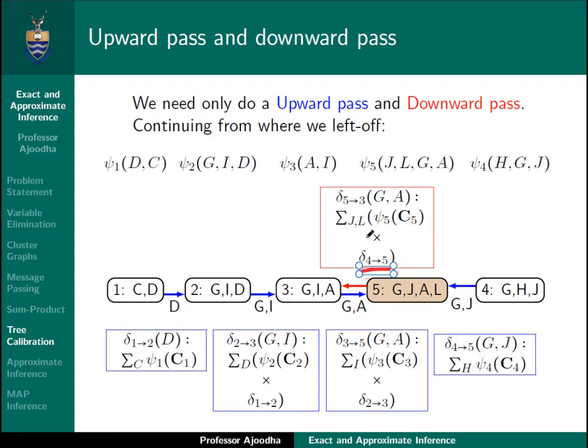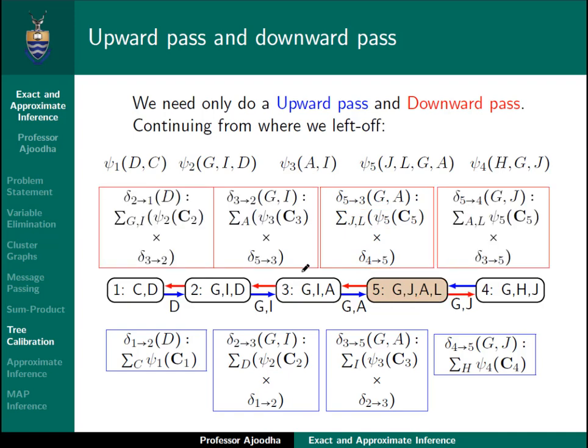We're now passing it down, and the 5 to 3 message is defined by summing out the nuisance variables which are not in the subset. This is in the subset, so this must go and this must go. So J and L must go, and then you multiply by the initial potential, not the modified potential, of the cluster scope, multiplied by the old message that came from 4. You do that, and then you do the same thing going backwards and backwards, and then the other way.